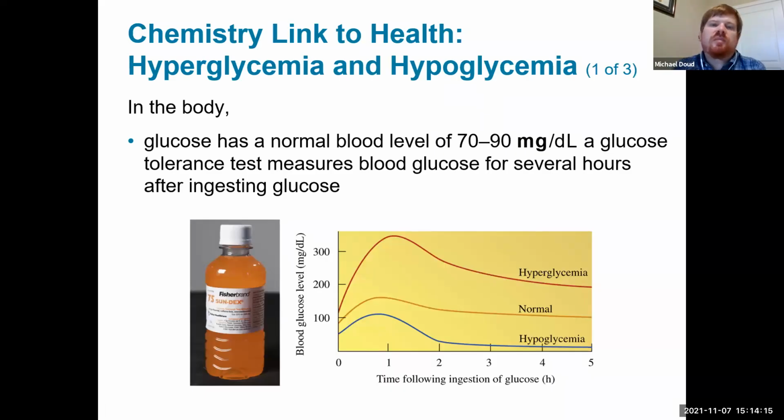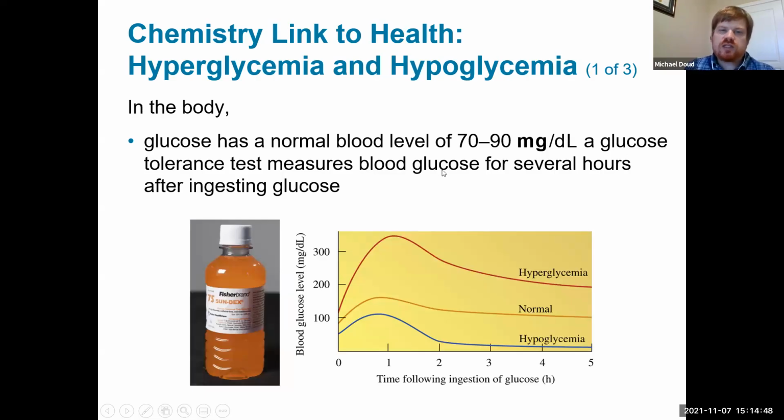Okay, so now let's bring up hyperglycemia and hypoglycemia. This is probably a condition that you'll see a lot if you're practicing health in the future, because this is related to one of the most common illnesses in the United States, which is issues with blood sugar regulation and in particular diabetes. For an average level of glucose in your blood, you normally have a range of about 70 to 90 milligrams per deciliter.